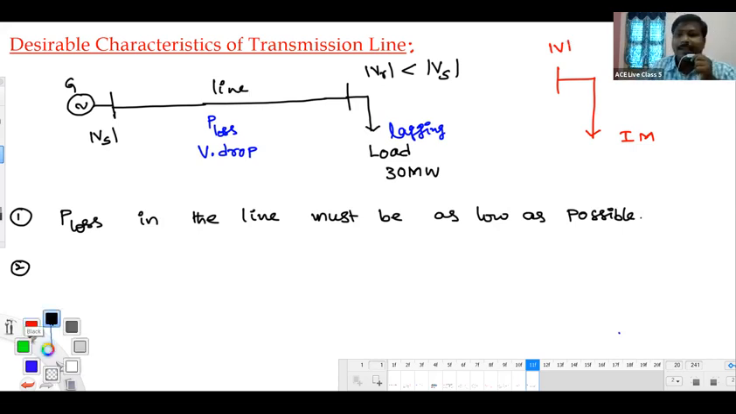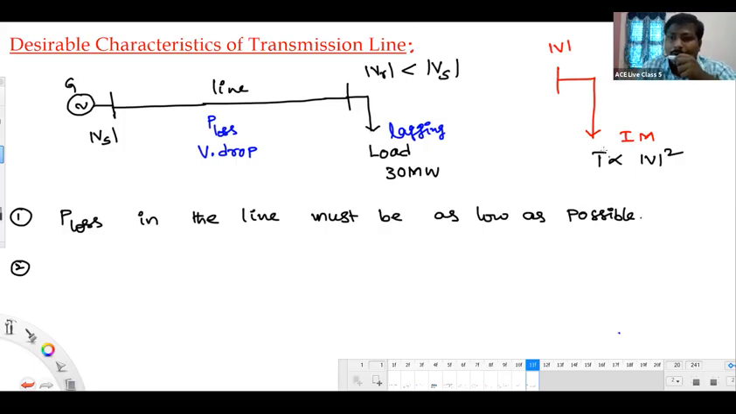Listen. Generally, the torque developed by the induction motor is proportional to the applied voltage squared. Is it okay? Okay, now tell me, because of the voltage drop in the line, the applied voltage to the induction motor is less, we are saying. If that is less, definitely the torque developed by the induction motor is also less. If the torque developed is less, definitely we can say it may not have the capability to meet the load demand.